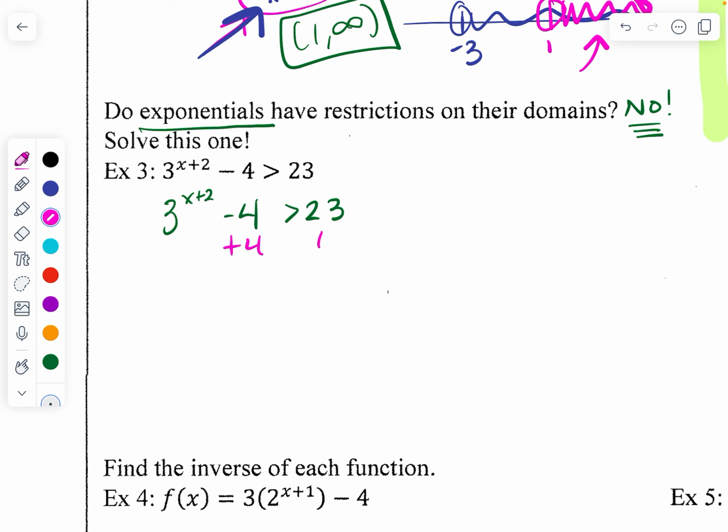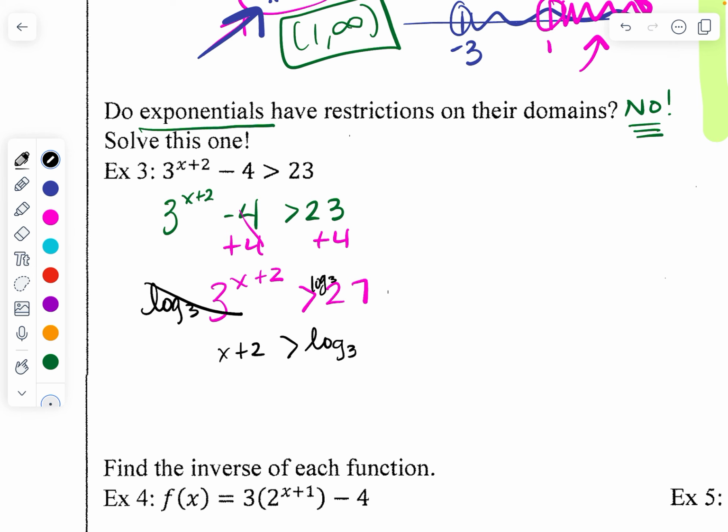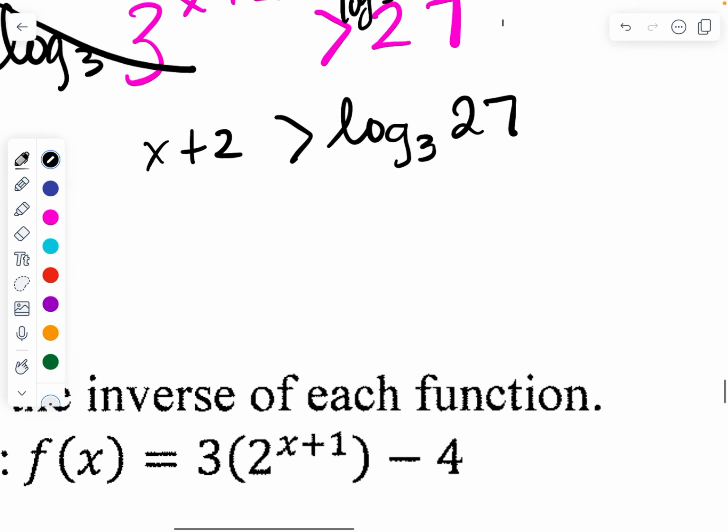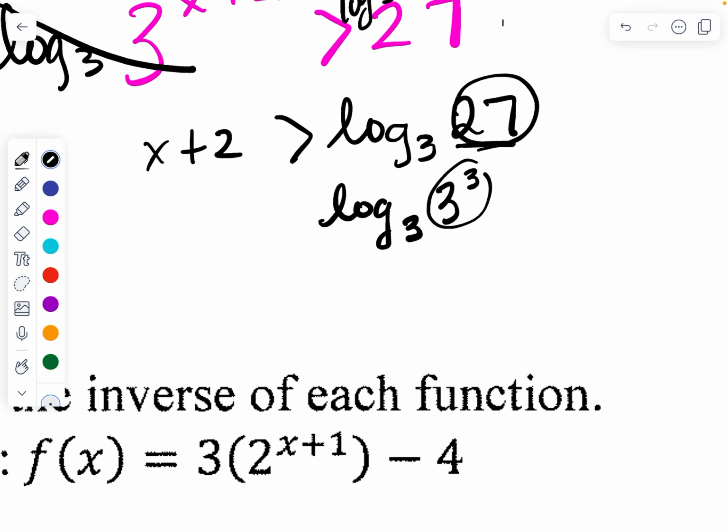I know we're going to add that 4 over here so we can get that base number to its exponent on its own. Now, the way that we're going to cancel out the 3 is by taking a log base 3 of both sides. So this cancels. This is x plus 2 on the left side and then log base 3 of 27 on the right. I know that 27 and 3 have a relationship, so I can rewrite log base 3 of 27 as 3, because 27 is equivalent to 3 to the third. Remember that log base 3 and 3 can cancel, so we're left with 3 on the right side and x plus 2 on the left.